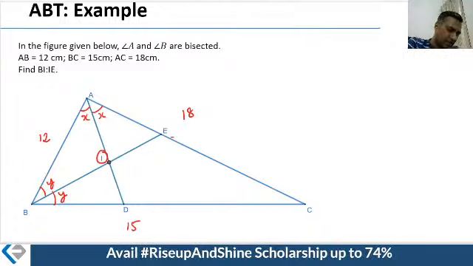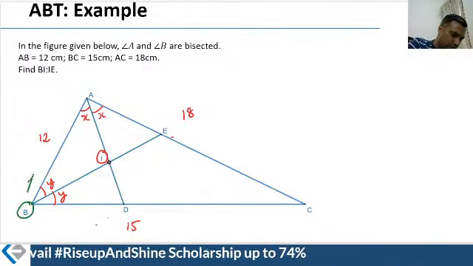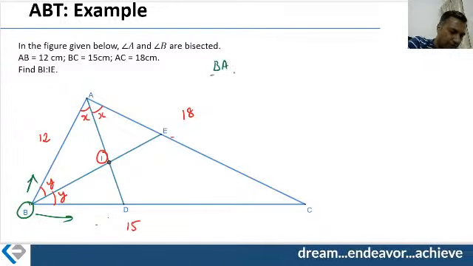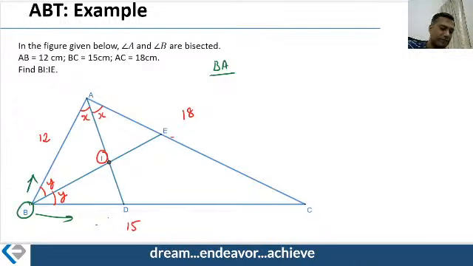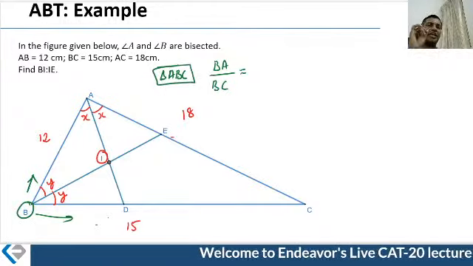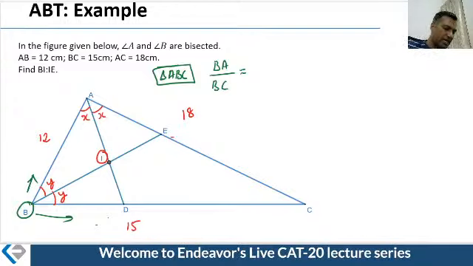Let me apply the angle bisector theorem at B first. B towards this side and B towards this side. I'm talking about triangle ABC, applying the angle bisector theorem at point B. Therefore, BA divided by BC. Continue your journey from A, my friends. A towards what? A towards E.